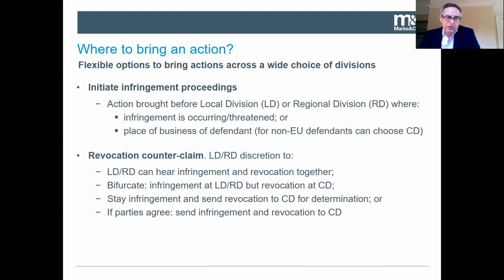However, if the local division decides to do this, it must decide whether or not to stay the infringement proceedings until the outcome of the validity counterclaim is known. And it must stay the infringement proceedings if it believes that the revocation action has a high likelihood of success. And this decision will be made when all the written pleadings have been filed with the court, so it will be quite well informed as to the arguments that are going to be raised on validity. It's also possible for the parties to agree that both the infringement and the revocation cases go to the central division for determination.